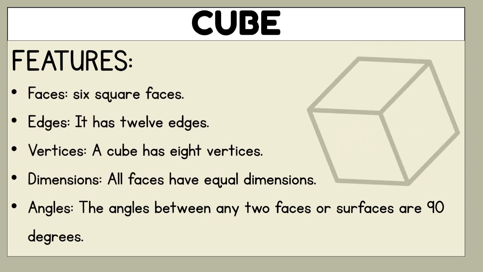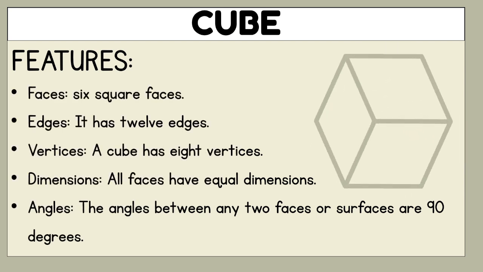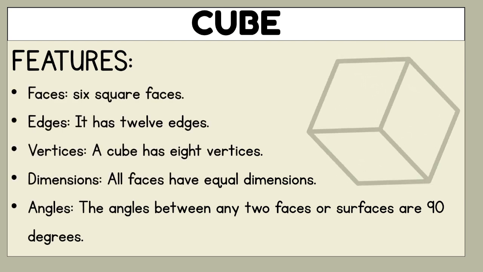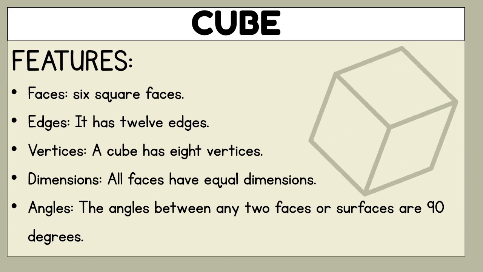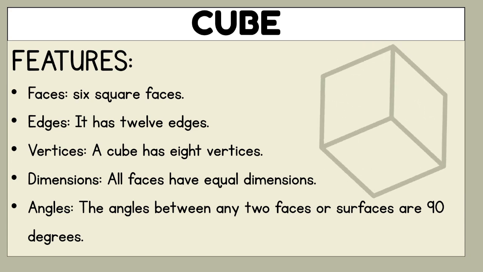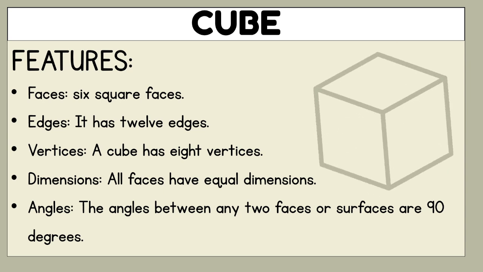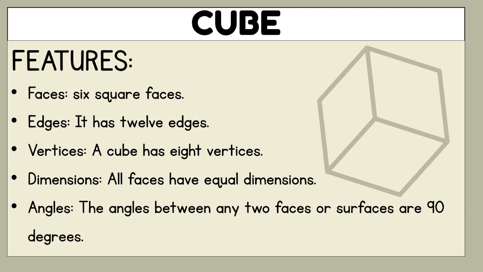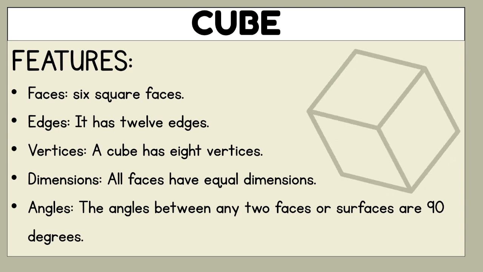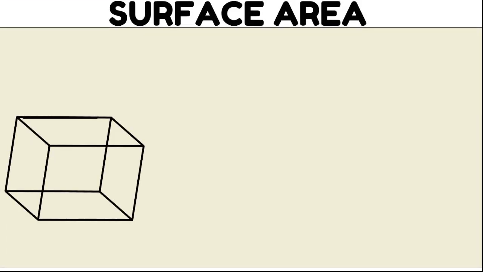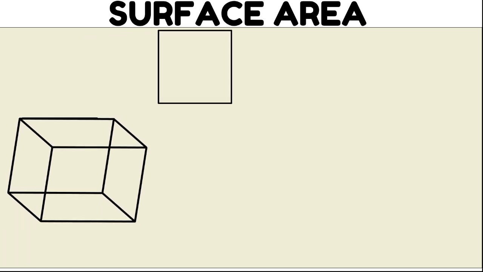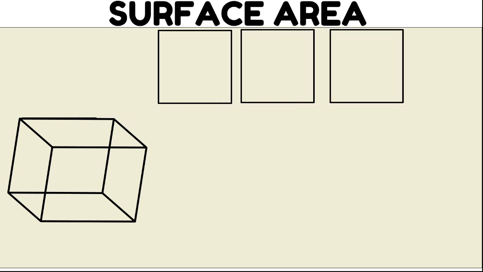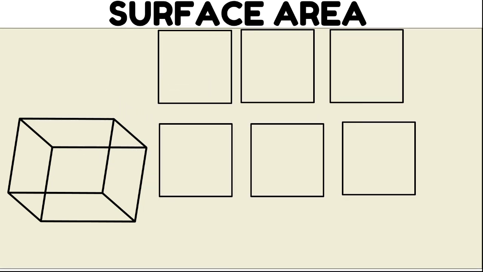We know that a cube has 6 square faces, 12 edges, 8 vertices, and all these faces are equal and the angles between them are 90 degrees. Now, have it in mind that a cube has 6 square faces, that is 1, 2, 3, and then the next 3, which will make it a 6.